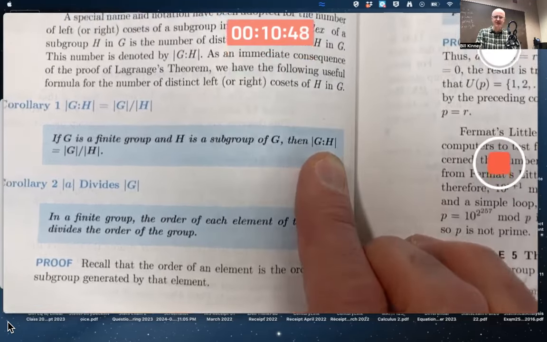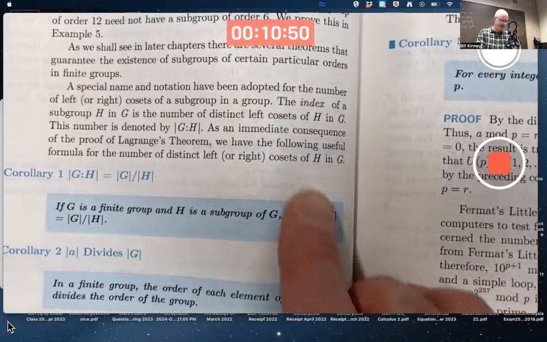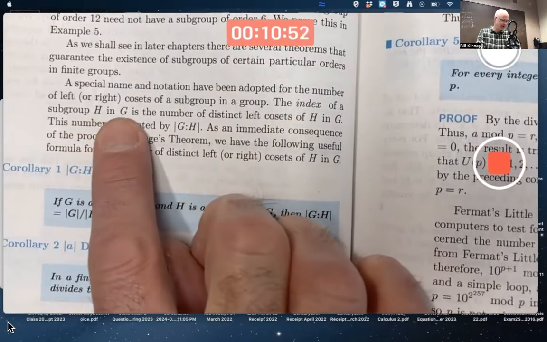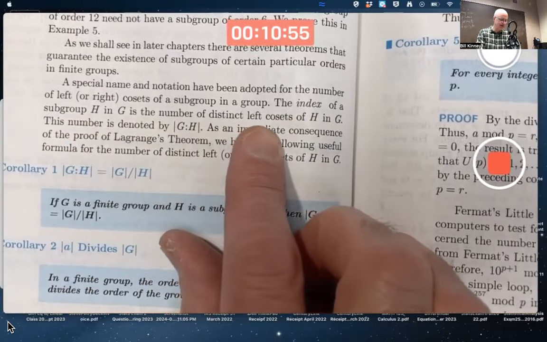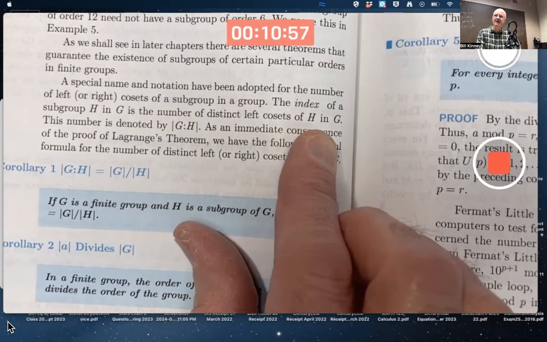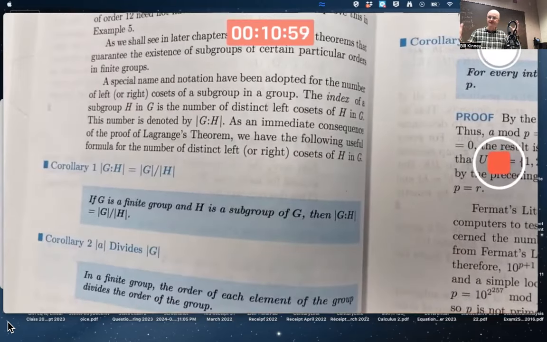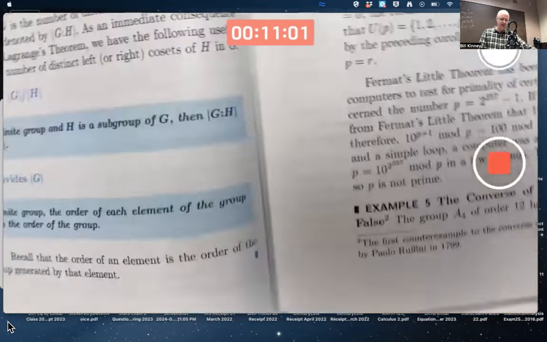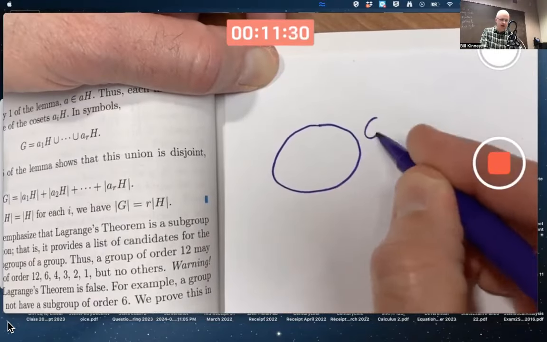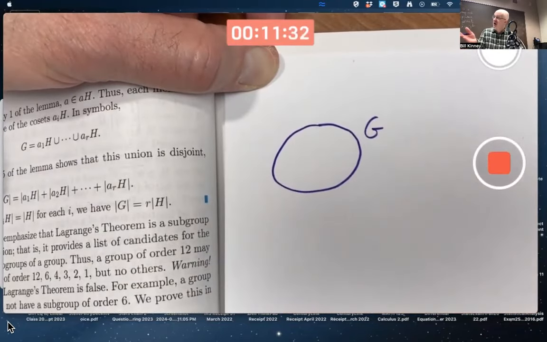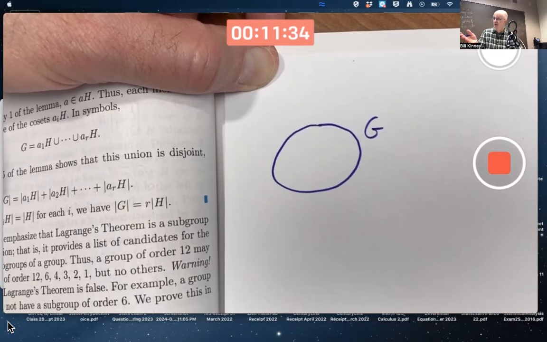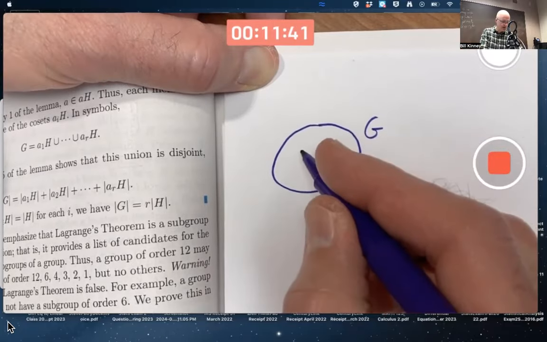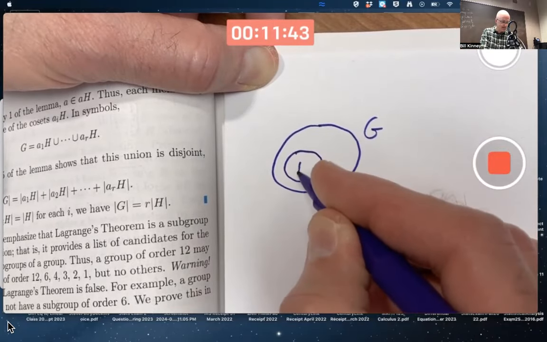What's the definition of this symbol? It's right above it. The index of a subgroup H in G is the number of distinct left cosets of H in G. So you've got a group G. Okay, let's make a little diagram. Could be finite. It even could be infinite. I mean, mostly we're thinking about finite groups here. G could be an infinite group. You got some subgroup H of G.